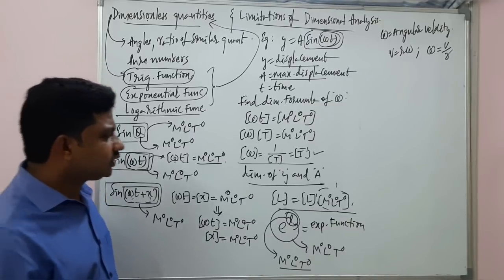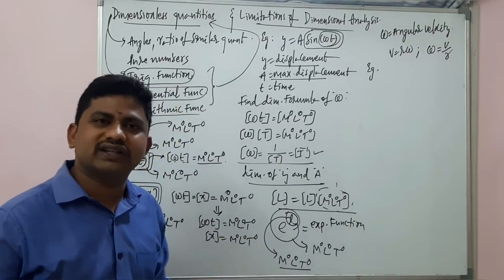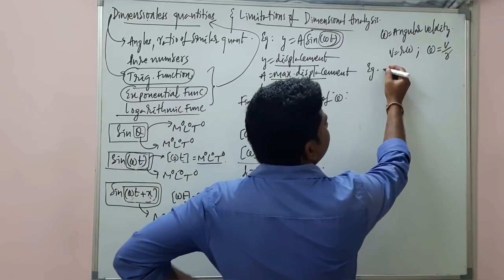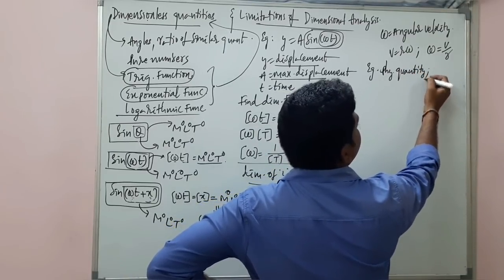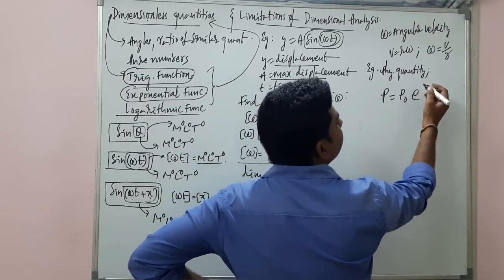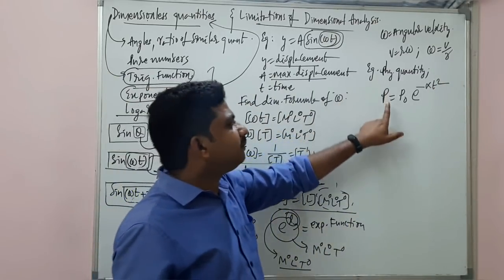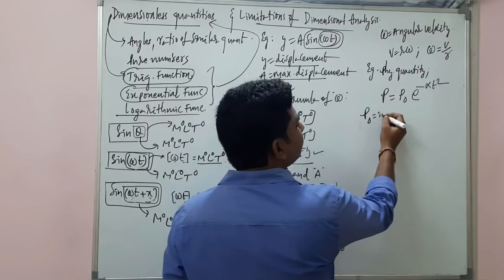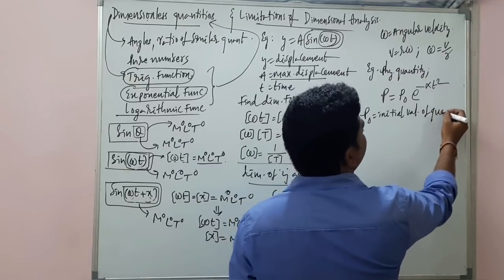Clear? The question is asked in this way. Carefully look at the question. There is a physical quantity P is equal to P naught into e to the power minus alpha t square. This is the physical quantity P. Its equation is written in this way. You know what P naught is? P naught is the initial value of the quantity, the same physical quantity only.